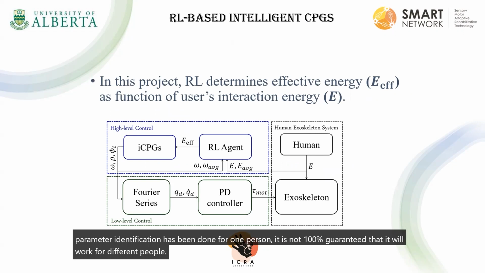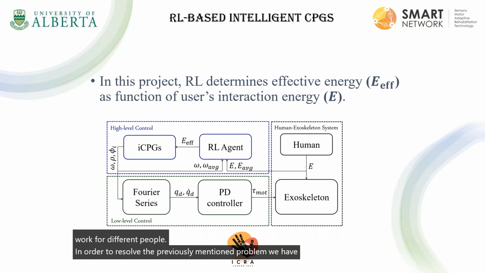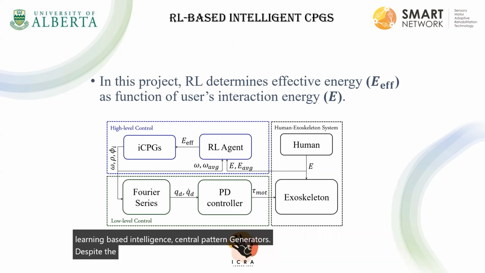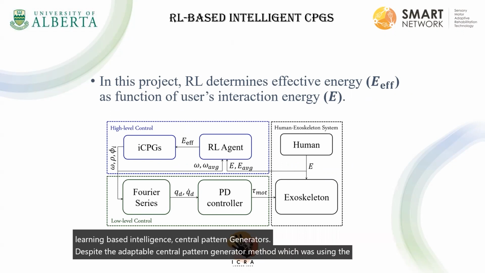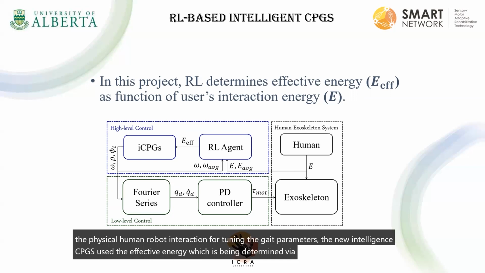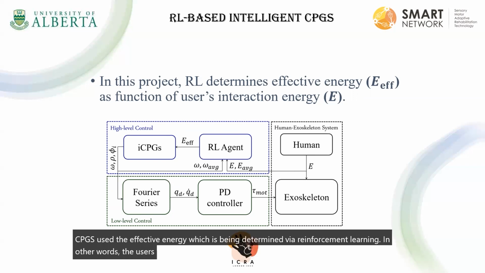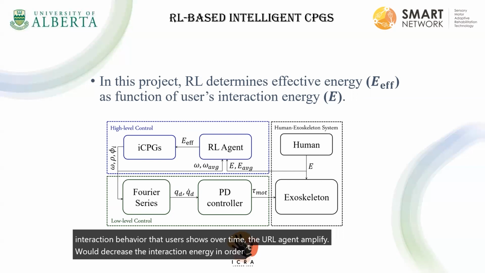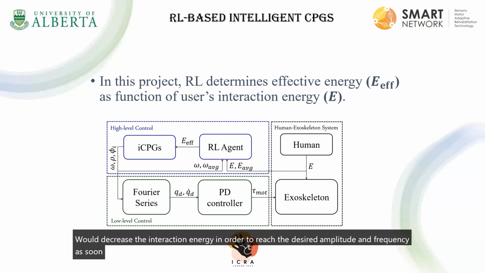In order to resolve the previously mentioned problem, we have introduced reinforcement learning-based intelligent central pattern generators. Unlike the adaptable central pattern generator method, which used the actual value of the physical human-robot interaction for tuning the gait parameters, the new intelligent CPGs use the effective energy, which is determined via reinforcement learning. In other words, the user's applied interaction force is fed to the RL, and based on the interaction behavior that the user shows over time, the RL agent amplifies or decreases the interaction energy in order to reach the desired amplitude and frequency as soon as possible.